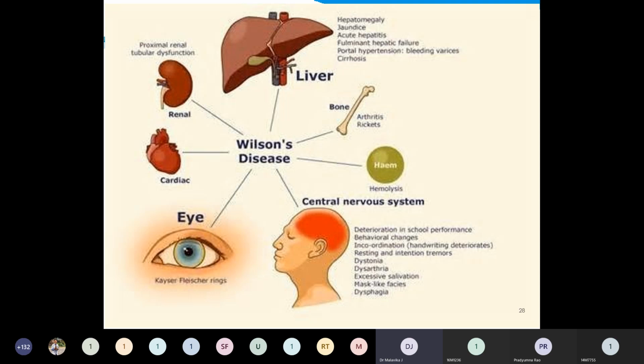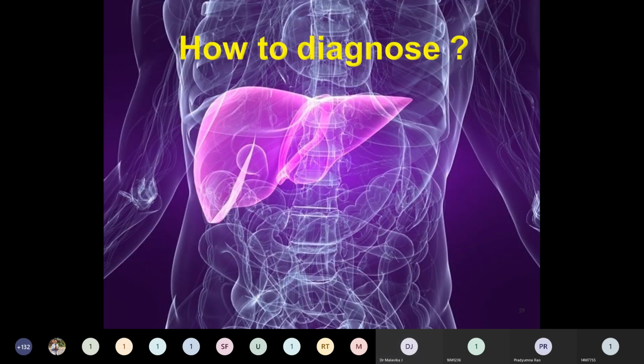In the central nervous system, there is deterioration in the school performance of the child, behavioral changes, deteriorating handwriting, resting and intentional tremors, dystonia, dysarthria, excessive salivation, and mask-like facies. At the final stage, the Kayser-Fleischer ring can be seen in the eye. Cardiac involvement is cardiomyopathy, and renal involvement is proximal renal tubular dysfunction. These are the clinical findings which can be seen in Wilson's disease. So how do we diagnose a case of hepatic failure?